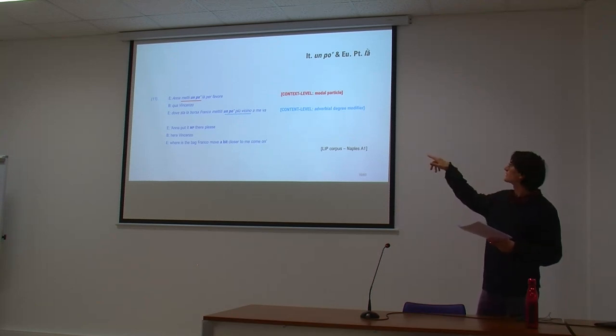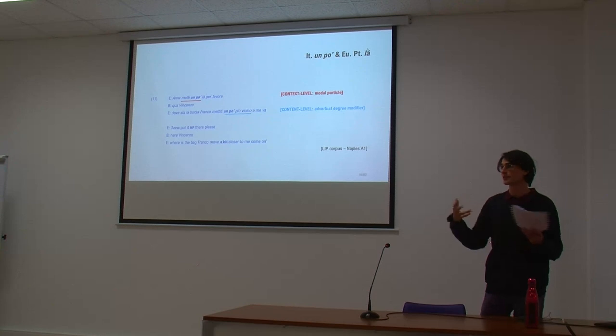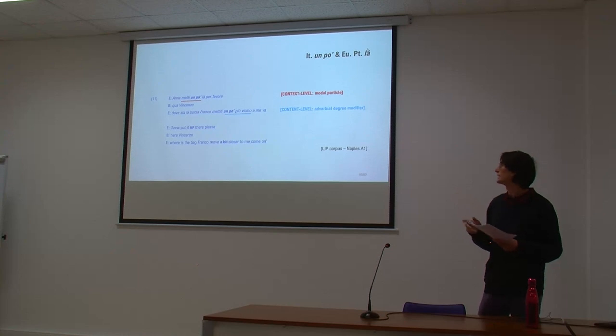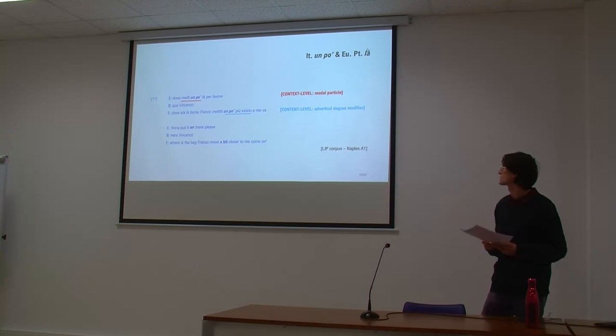In particular, in the second case, un po' più vicino, un po' works as an adverbial modifier that modifies another adverb, più vicino. In this way, closer is a bit closer. While in the first one, this doesn't hold. Un po' doesn't modify the reference of the verb. It's not like the verb is metti, to put. And in this case, it's not the reference of the verb that is modified. It's not put a bit, like do a bit of this action, but it's rather the illocutionary force that is changed.